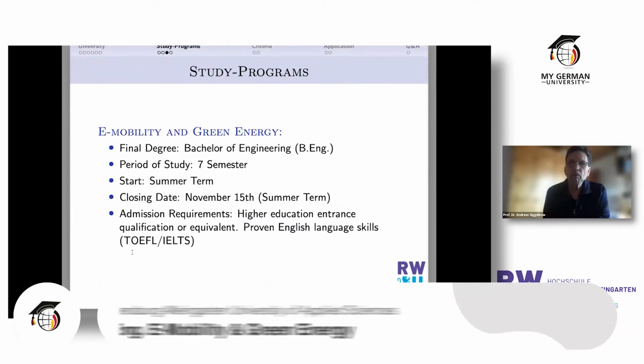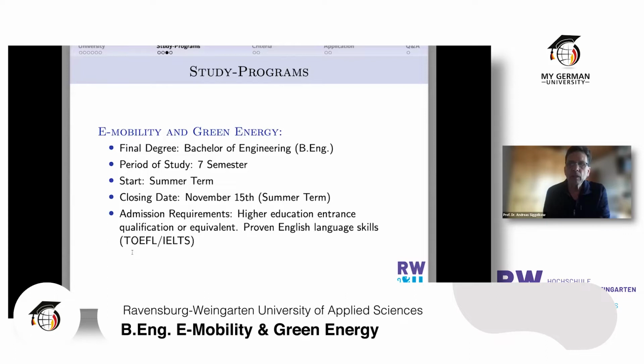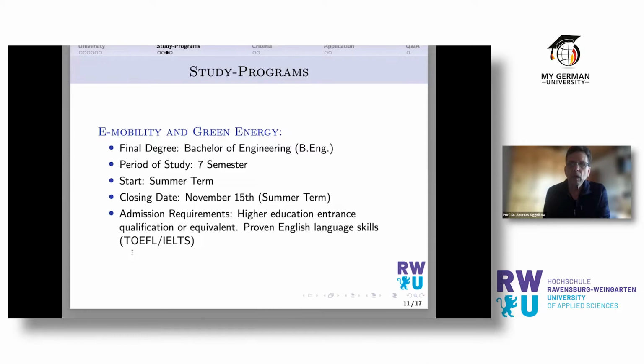The study program, the final degree is the Bachelor of Engineering. The period of study is 7 semesters: 6 semesters of studying and 1 practical semester, working in a company around Ravensburg-Weingarten or north of Lake Constance somewhere. The start is the summer term. The closing date for applications is November 15th for the summer term.